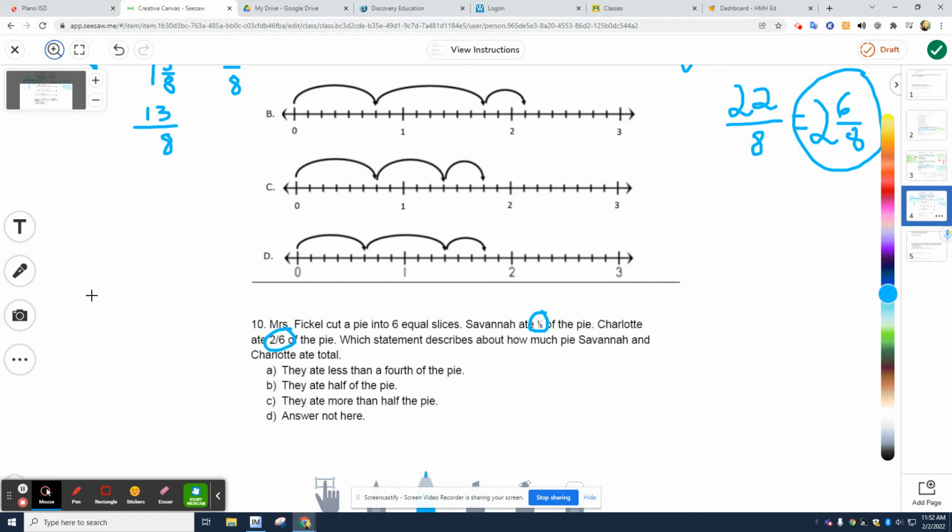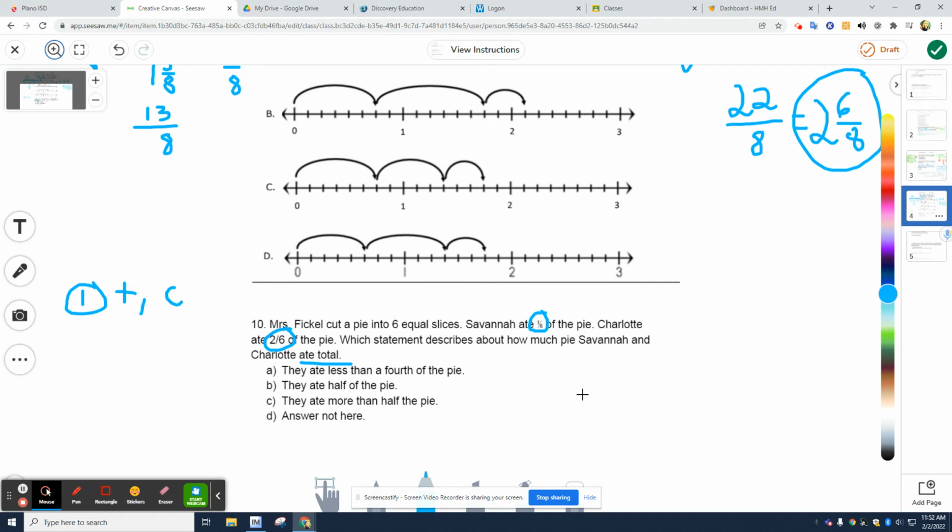So this one's kind of tricky. What skill am I using? I'm using almost 2 skills, because I really think I have to add to find out how much they ate in total, but then I have to compare what they ate in total to a comparison statement. So this is really a mix. It's adding and comparing.